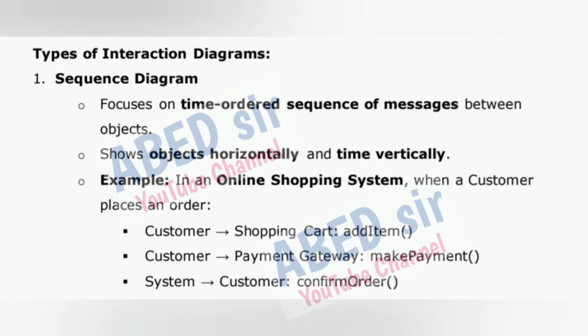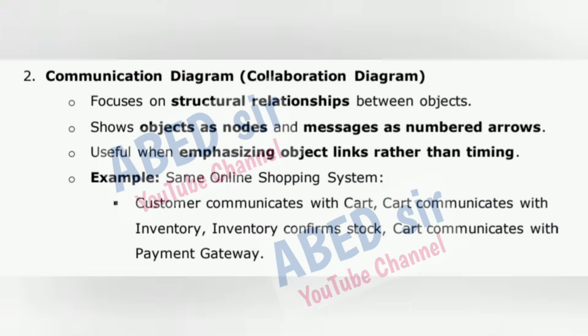Types of interaction diagrams. 1. Sequence diagram focuses on time-ordered sequence of messages between objects. Shows objects horizontally and time vertically. Example, in an online shopping system, when a customer places an order. Customer to shopping cart, add item. Customer to payment gateway, make payment. System to customer, confirm order.